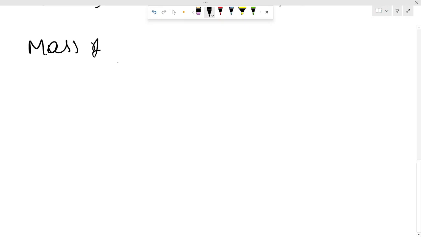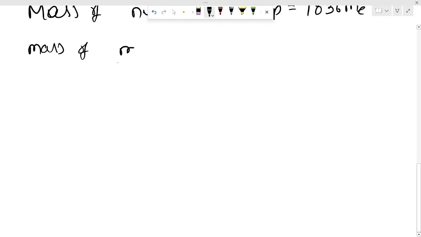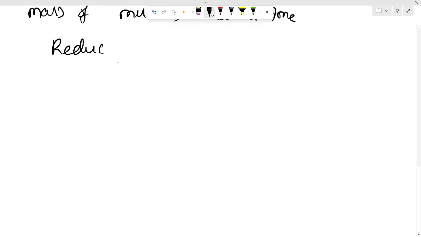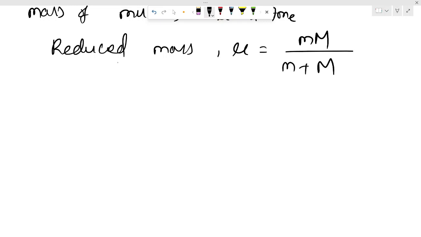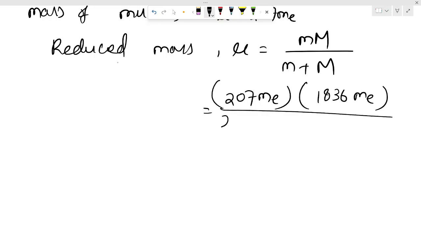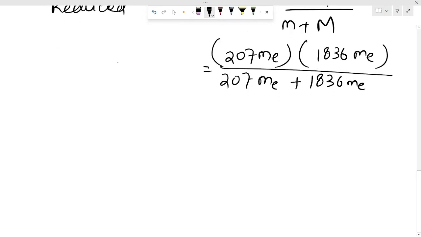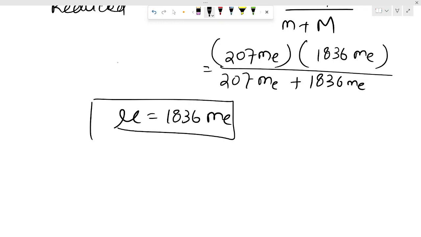So the mass of the nucleus is the mass of the proton, that is 1836 times the mass of the electron. The mass of the muon is 207 times the mass of the electron. So for the reduced mass we have mu equal to small m capital M divided by small m plus capital M. In place of small m substitute the mass of the muon, 207 me, into 1836 me divided by 207 me plus 1836 me. Is it clear to you? I have just substituted these values. If you calculate this, you get mu equal to about 186 me.